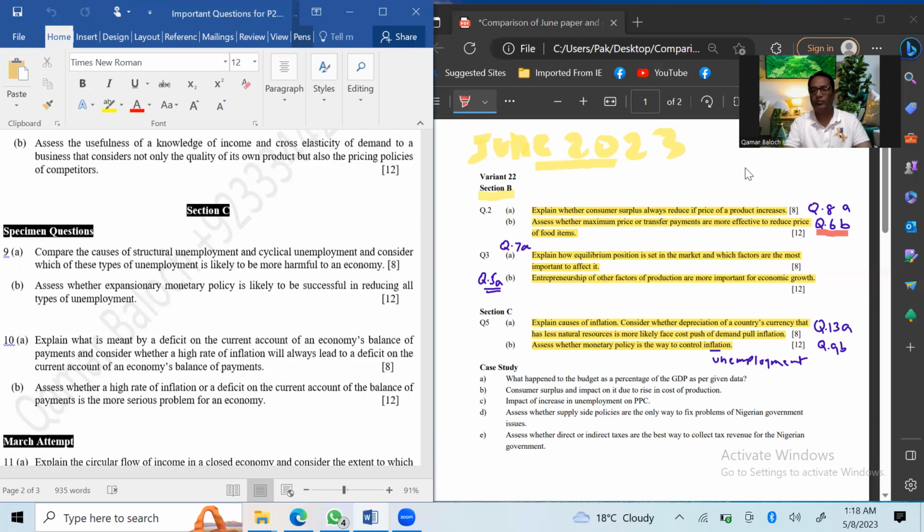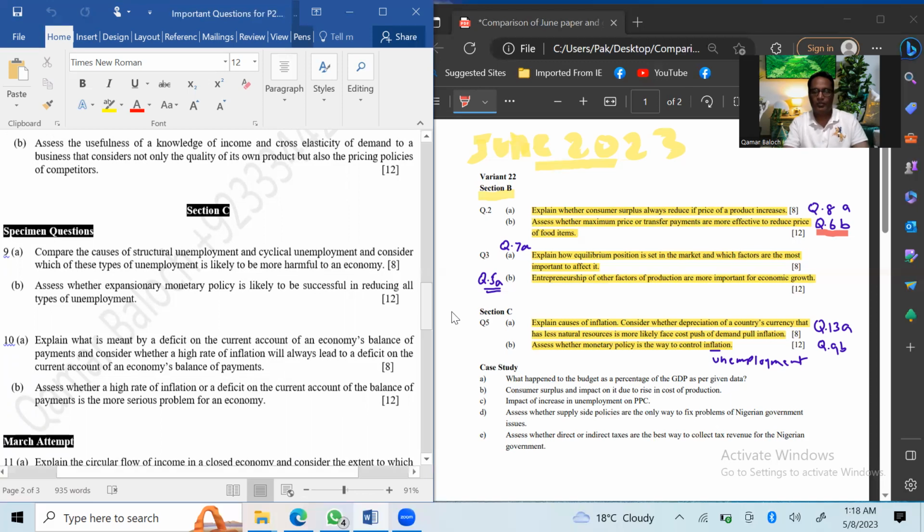On the other hand, you will have to focus on supply side policy as well, because if inflation is caused by cost push inflation, then definitely that cannot be controlled by monetary policy. For that, we have to use expansionary supply side policy.